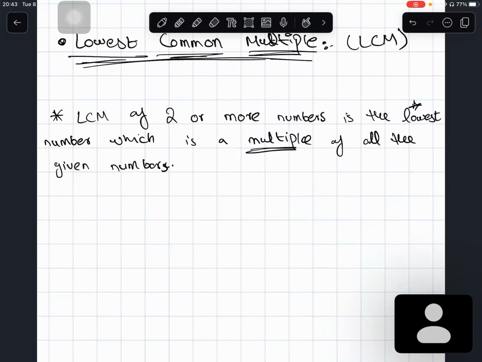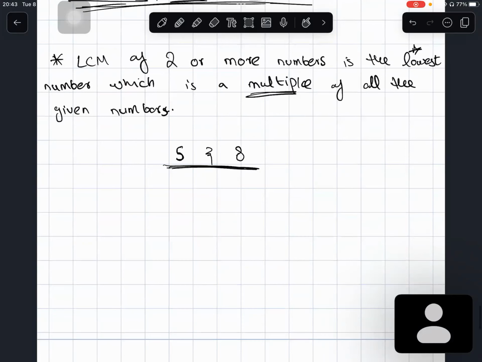For example, we take the example of 5 and 8. So you have these two numbers, right? Yes. Let's write the multiples of 5 first. Can you please tell me what the multiples of 5 would be? 1 and 5. Yep, 5.